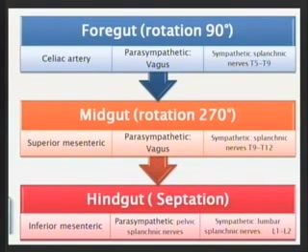If I'm talking about the foregut, the midgut, and the hindgut, what is the arterial supply of that area? Celiac, as you can see, for the foregut, superior mesenteric for the midgut, and inferior mesenteric for the hindgut. So if I have any problems with the blood supply of those areas, therefore I will have a deficit in the development of those areas.